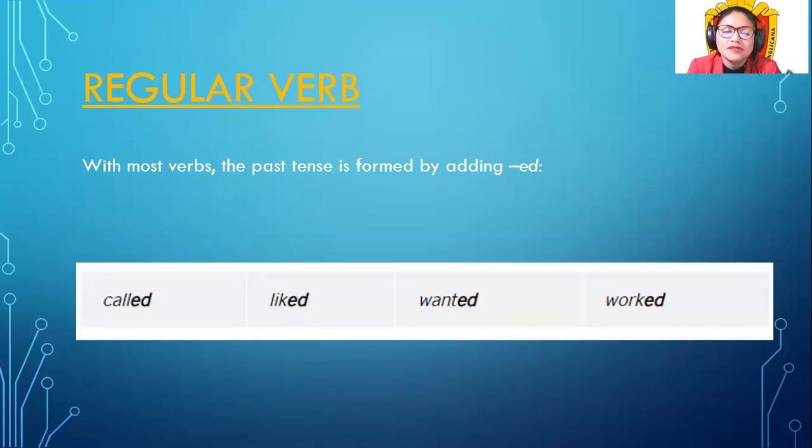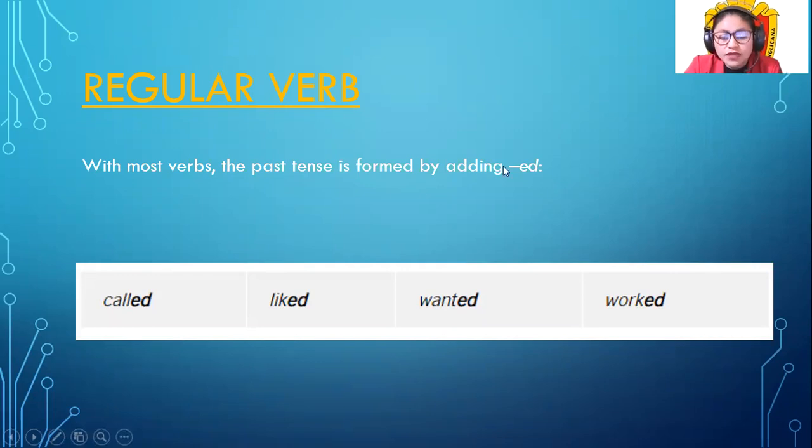When we talk about the simple past, you have to take into consideration that we are going to use verbs in the past tense, right? But we have two kinds of verbs. We have regular verbs and also irregular verbs. This is about the regular verbs. It says with most verbs, the past tense is formed by adding ed.